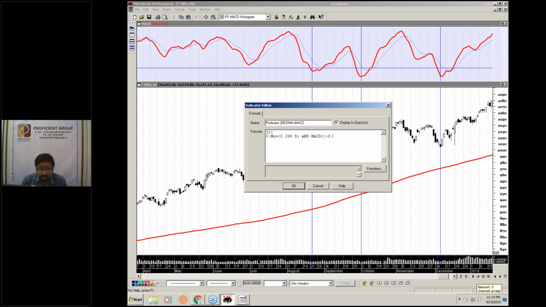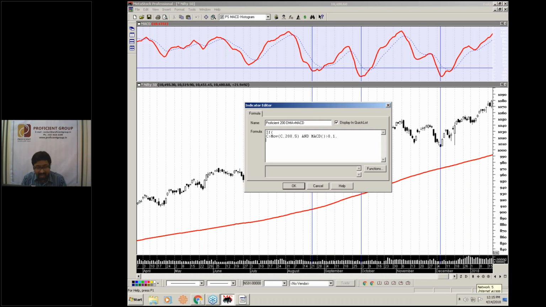This is my primary uptrending condition, right? When closing price is greater than the 200-day moving average and the MACD stays above its 0 line, I will tell my indicator to give me a value of 1, right? So this indicator that we are going to create will give us a value of 1 when we are in an uptrend, right? And when this condition is not satisfied, we also have to define that. What will happen if this condition is not satisfied? That is the third part of the if function.